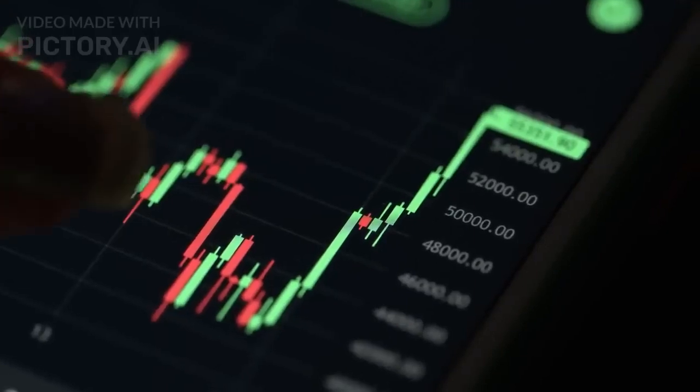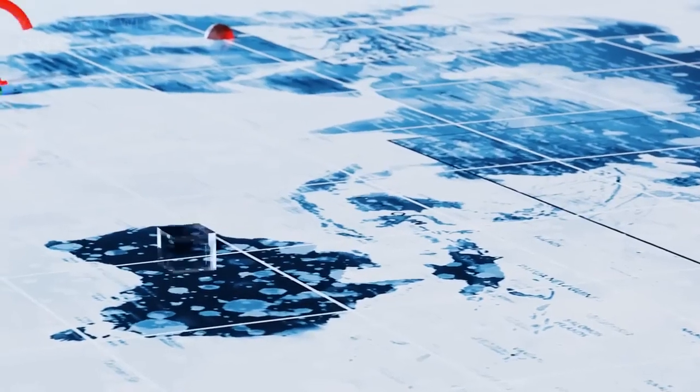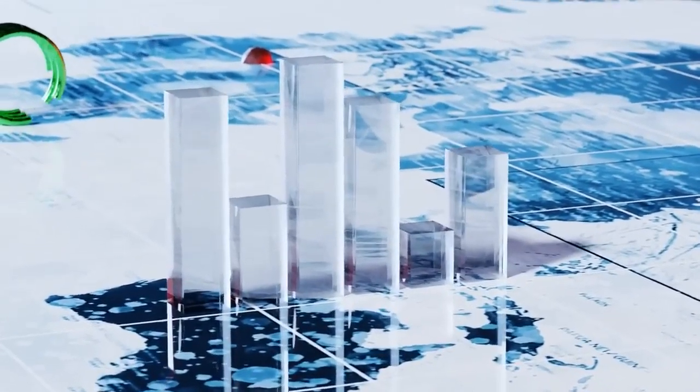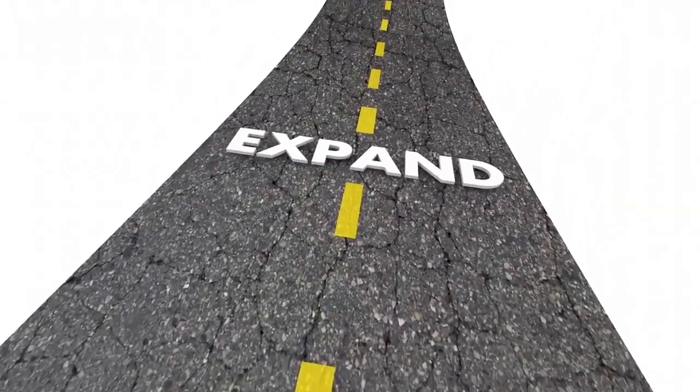Market analysis. Conduct a comprehensive analysis of the virtual real estate market. Look for reports, articles, or case studies that provide insights into market trends, growth projections, and key players. Identify the size of the market and its potential for future expansion.